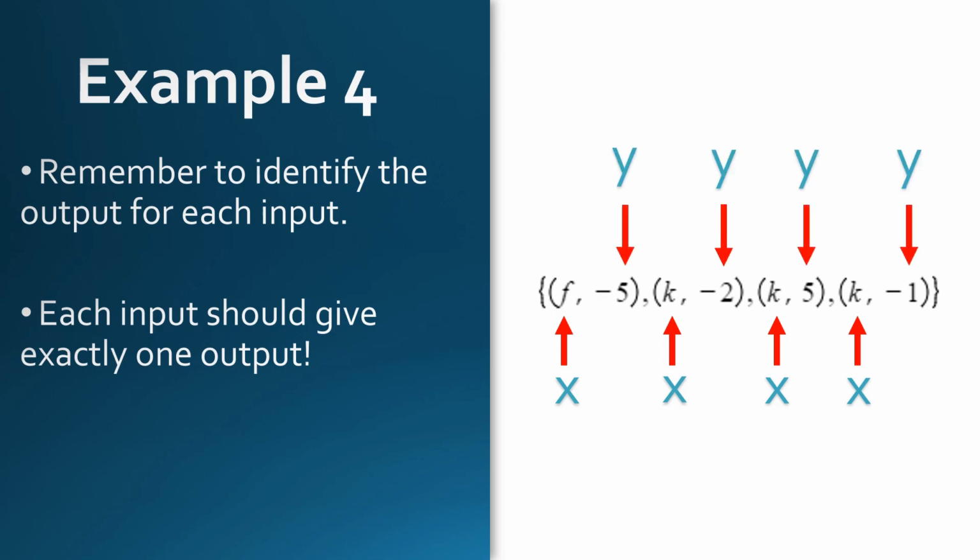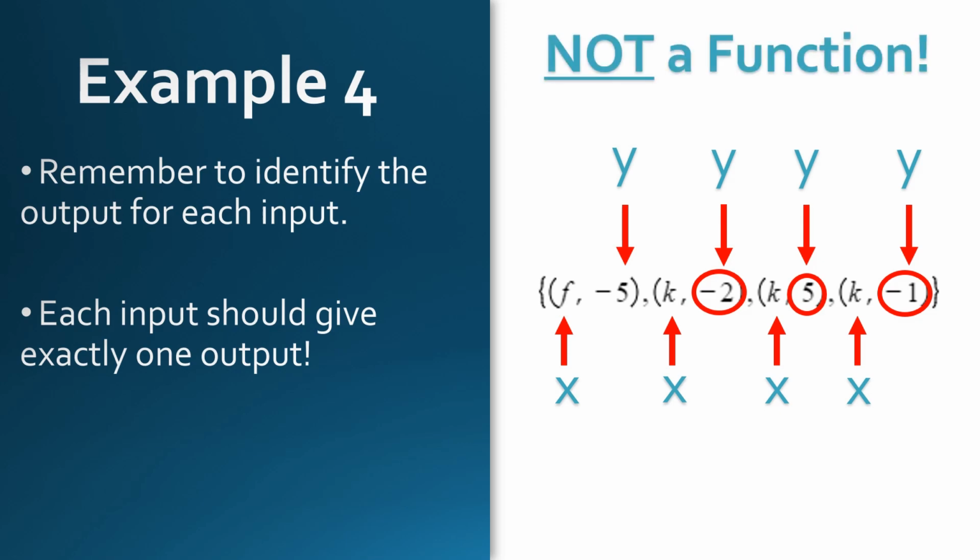Now we look at the Y values, or the outputs, and we see that those K's each have a different output. We have -2, 5, and -1, which tells us that because we have K giving us -2 and 5 and -1, this cannot be a function.